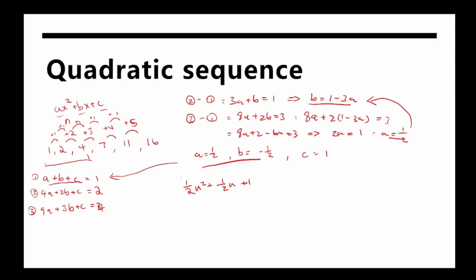We can verify this by substituting the values of n. So n equals 1, we get half minus half plus 1, which is 1. N equals 2, we get 4 over 2 minus 2 over 2 plus 1, which is 2. N equals 3, we have 9 over 2 minus 3 over 2 plus 1 equals 4.